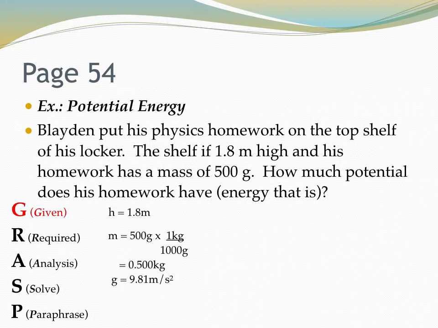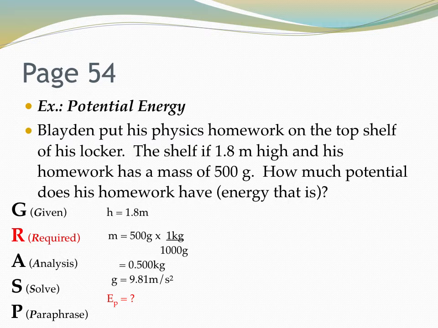Now what does this give us? Well, let's just take a look here. So we know from this little paragraph that the height is 1.8 meters, okay? And the mass, 500 grams. Okay, but we're going to need that in kgs. So we're just going to divide that by 1,000. And that'll give us 0.5 kgs. Okay, then we know gravitational pull is 9.81 meters per second squared. Fantastic. Okay, now let's move along. So what is required? Well, how much potential energy does this homework have? Okay, EP equals question mark.